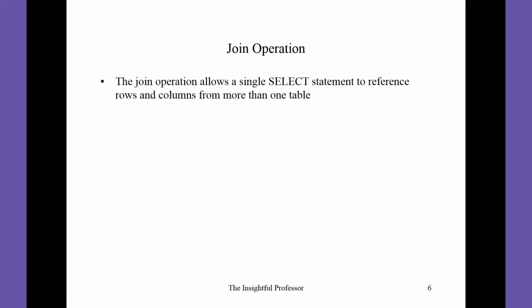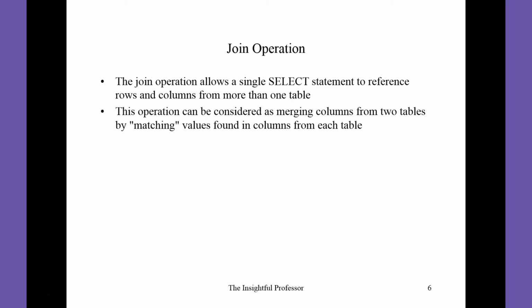So with that background for the need for data semantics established, let's look at the actual join operation. The join operation allows a single select statement to refer to rows and columns from more than one table. The join operation is probably one of the most useful techniques for referencing multiple tables. The operation could be considered as merging rows from two tables by matching values in columns from each table.